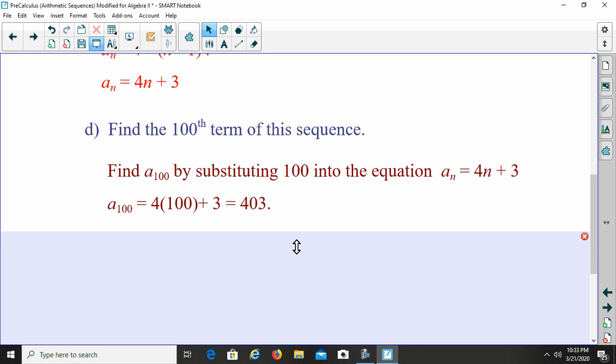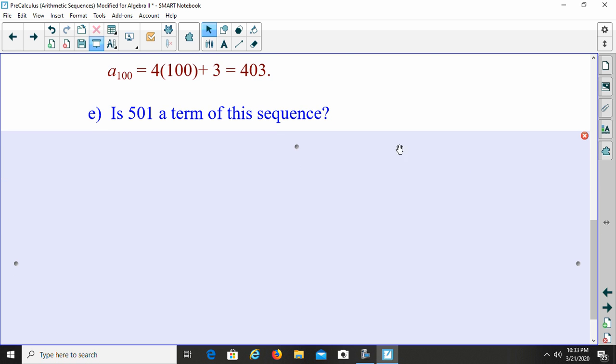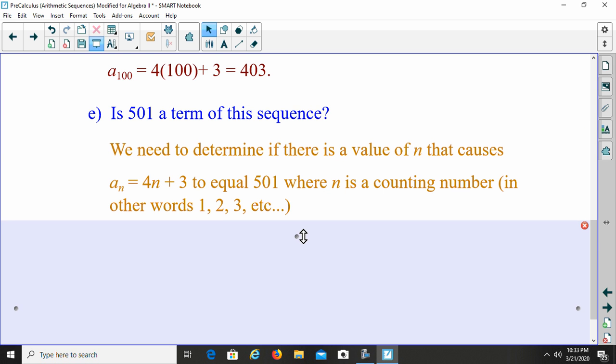And finally, is 501 a term in this sequence? Well, what I want to do is set our formula a sub n, 4n plus 3, equal to 501, and then think about the value of n. Since n is our subscript, and our subscripts can only be counting numbers, 1, 2, 3, it's going to be important that n would turn out to be a counting number, or a positive integer, if 501 is a term of this sequence.